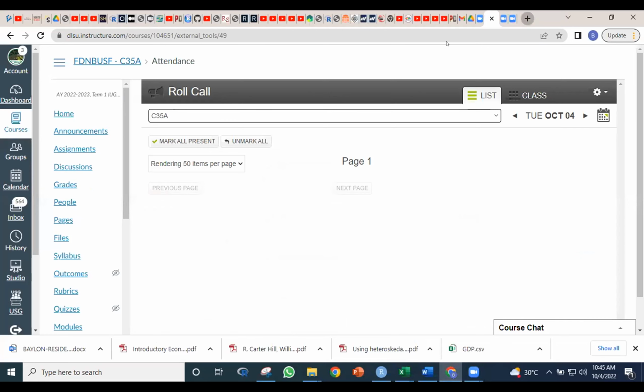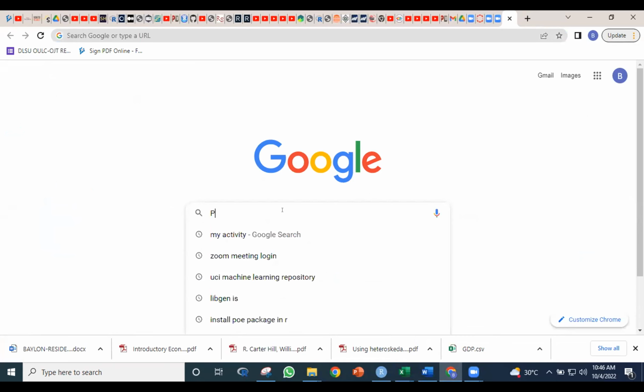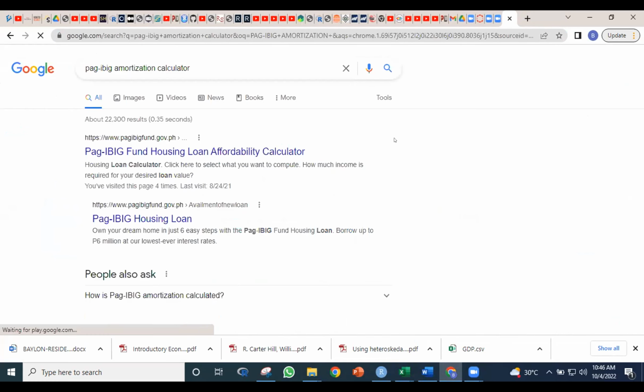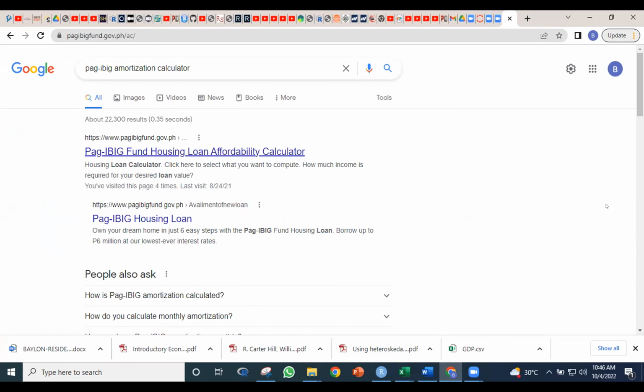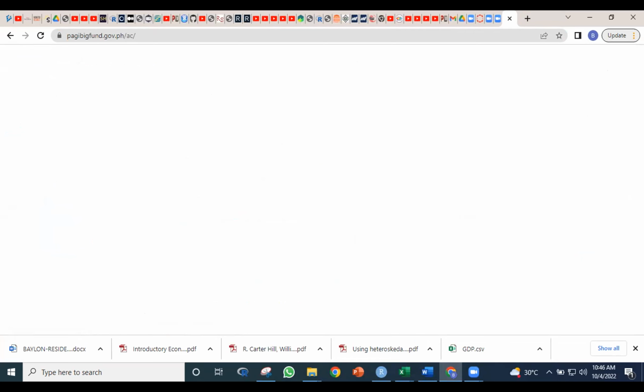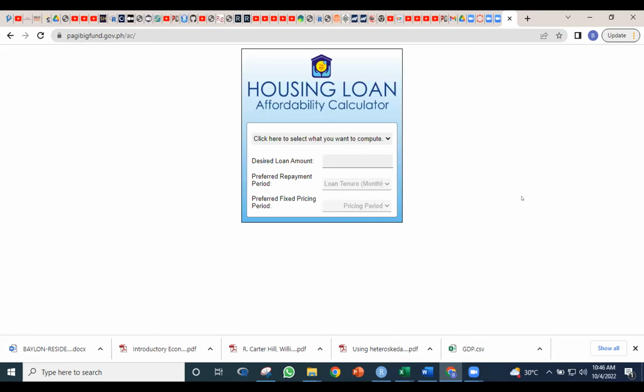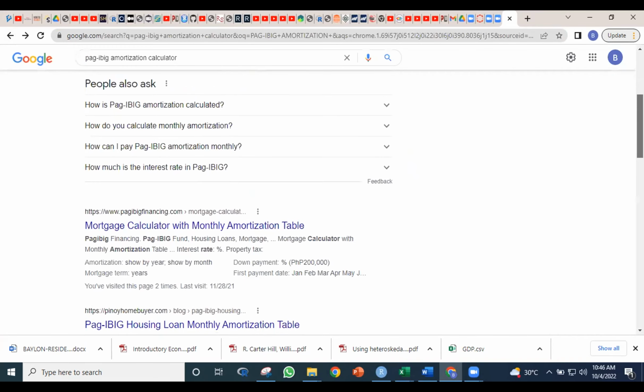Okay, so let me just show. Let's just see very quickly. I have 1 more minute. Pag-IBIG amortization calculator. So HDMF, the Home Development Mutual Fund, gives people access to loans, for example, to borrow for a housing loan. Let's see how much income, how much you can borrow. Okay, not this one. Calculator. Okay, mortgage calculator. How about this one?